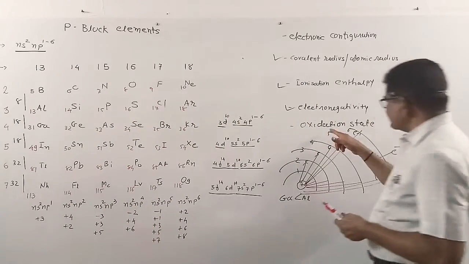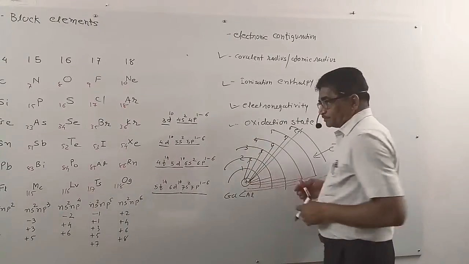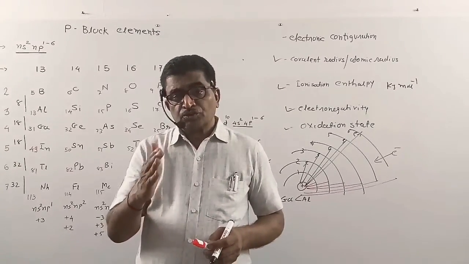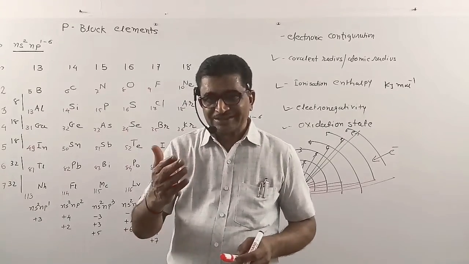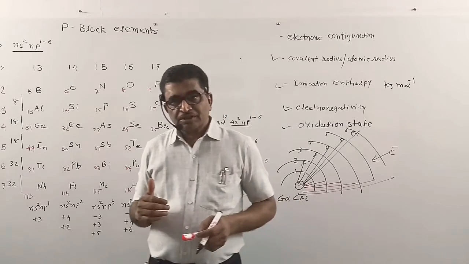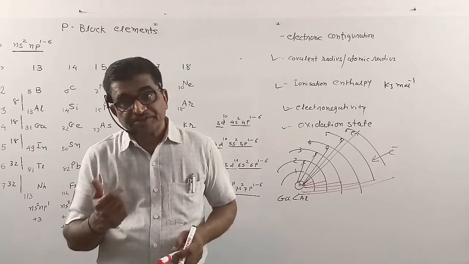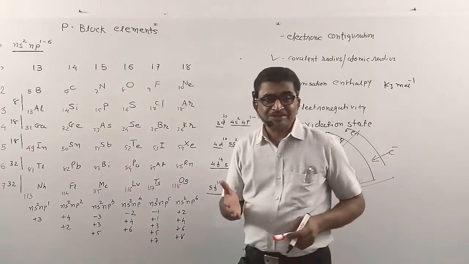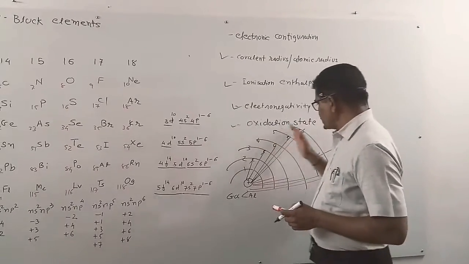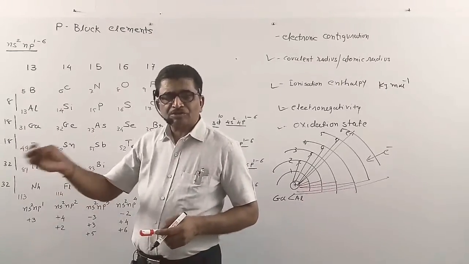The most important is oxidation state. The oxidation state is most important. Why? So many properties depend upon oxidation state, like acidity and basicity, like ionic nature and covalent nature, like strong oxidizing agent, like stability. All these properties depend upon oxidation state.